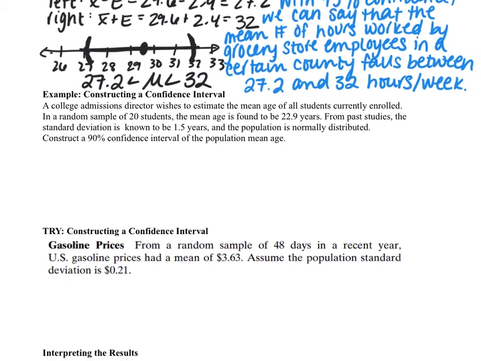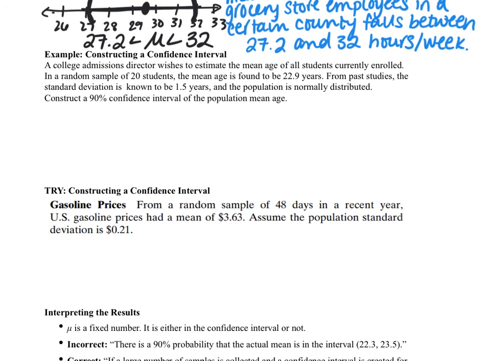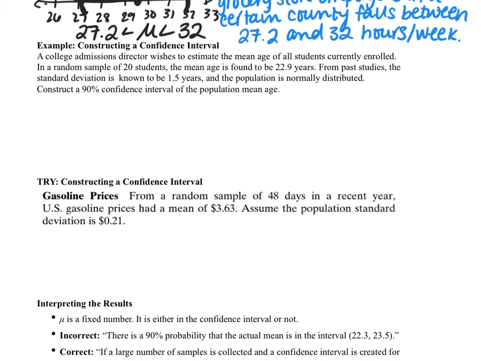All right, let's do one more example, and that will be it. Oh, there's a couple more things after we do this example. So we'll do one more example, and then I'll skip to the notes on the back. Okay, so let's see what we're working with here. So we've got a college admissions director wishes to estimate the mean age of all students currently enrolled in a random sample, so the sample's random, that's good, of 20 students. Now, since the sample size is less than 30, we need to make sure that it's normally distributed. And it does. It says down here that it's normally distributed, so we're good to go.